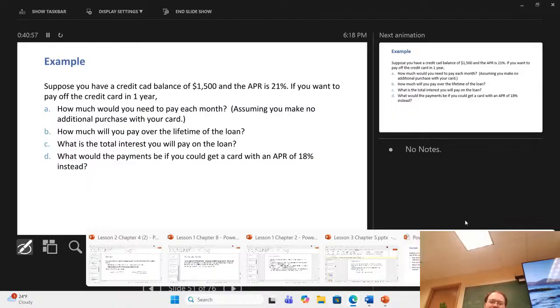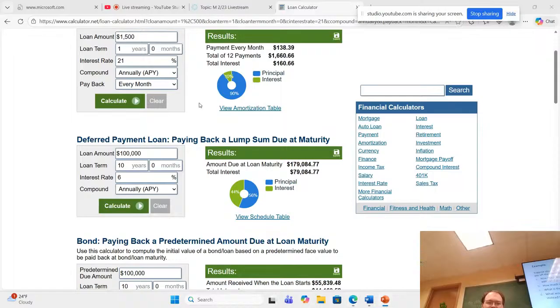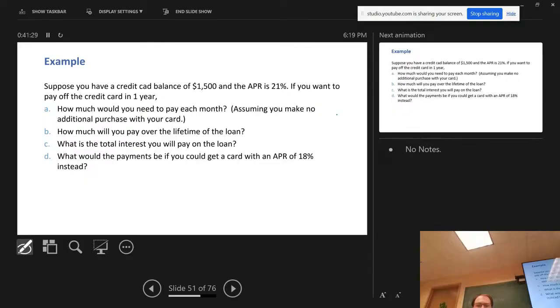And then for D, what would payments be if it was 18% instead? $136.57 a month. So you would save a couple dollars a month for literally the same conditions, but a smaller interest rate. Any questions on that example?